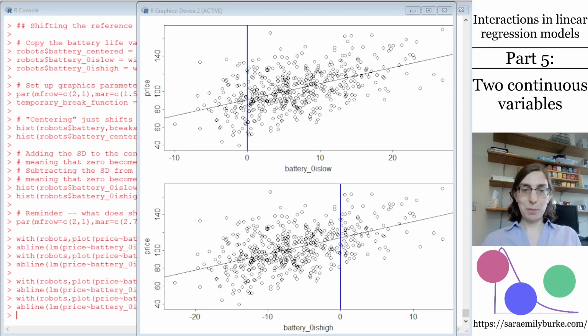Here's a version of that plot where I'm showing the points in the same location on the screen. And instead, I'm showing how the axis appears to shift when we add or subtract constants from the values of those points. The battery 0 is low version has its y-axis down here because all the points were moved up. And the battery 0 is high version has its y-axis up here because all the points were moved down.